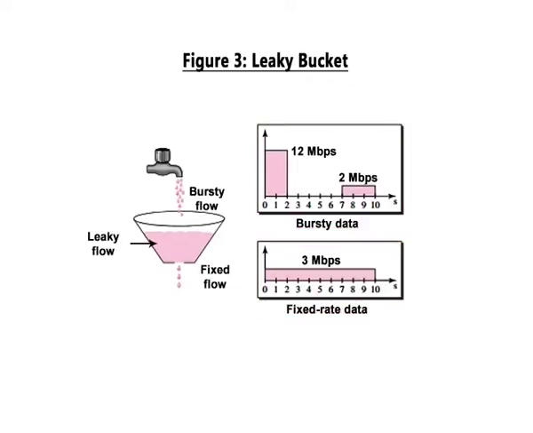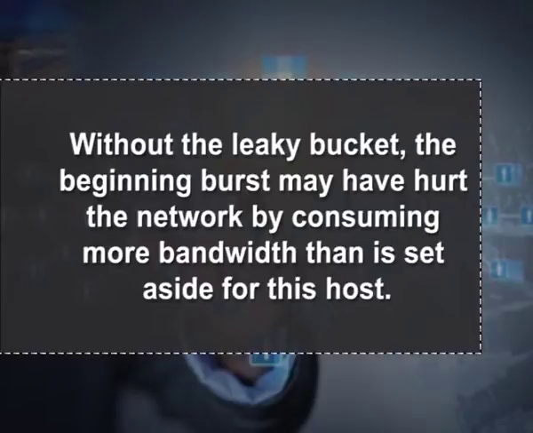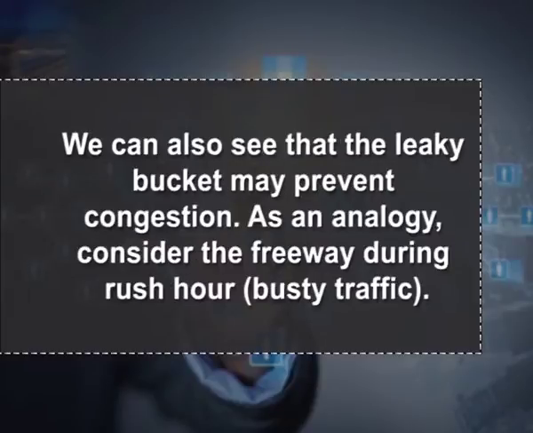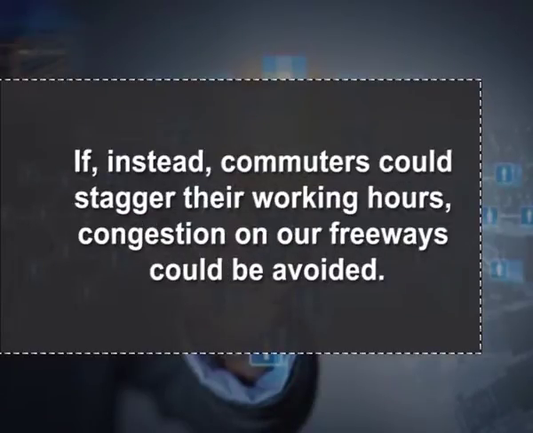The leaky bucket smooths the traffic by sending out data at a rate of 3 Mbps during the same 10 seconds. Without the leaky bucket, the beginning burst may have hurt the network by consuming more bandwidth than is set aside for this host. We can also see that the leaky bucket may prevent congestion. As an analogy, consider the freeway during rush hour, busy traffic. If instead commuters could stagger their working hours, congestion on our freeways could be avoided.